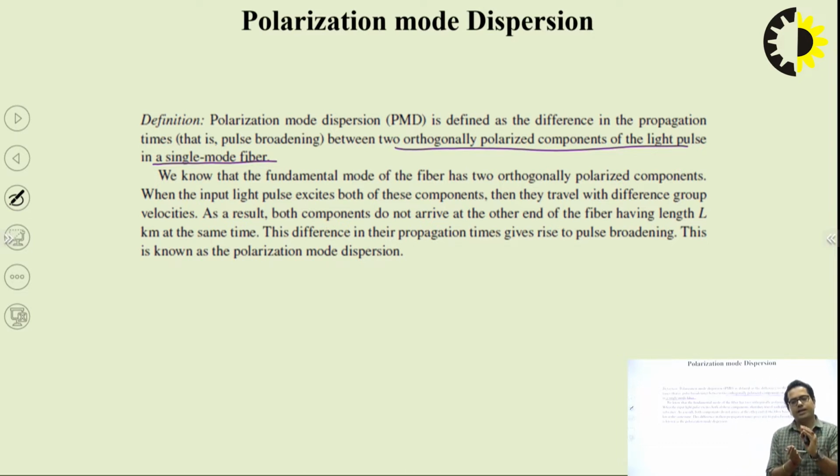There will be a slight difference in the 90 degrees. I mean, they will not be perfectly orthogonally polarized, there will be some deviations. So that means they are going to arrive at a different instant of time. And if they have a different instant of time, this leads to a broadening of the pulse.